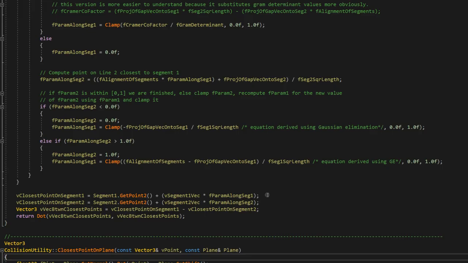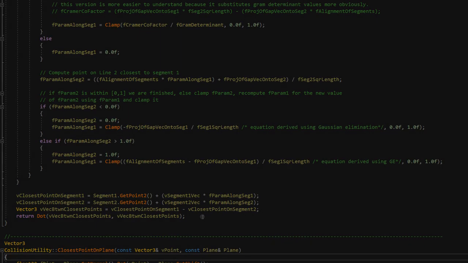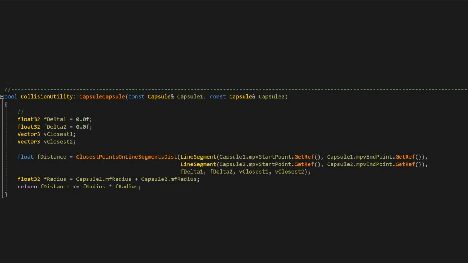At the end of the function, we calculate the closest points by adding the segment vectors multiplied by the parameters to the segment's endpoints. We then return the square of the vector between the closest points, so the calling function can test for collision. The capsule and capsule collision function is very similar. We just add the radii together before checking if it's less than equal to the distance.